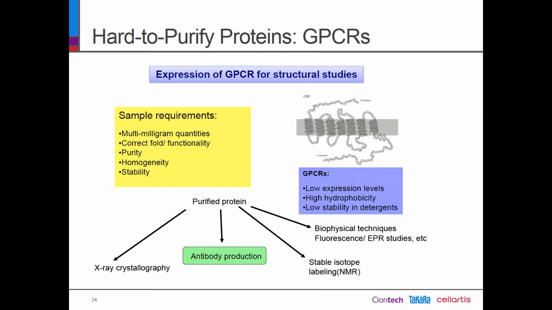The problem with GPCRs is that they generally have quite a low expression level. They are very hydrophobic because they are membrane proteins, so they are difficult to solubilize. And they also have quite a low stability in detergents, which is a problem because you need detergents to overcome the hydrophobicity. So this is why GPCRs have traditionally been very, very difficult to purify. There have been whole books written on the subject of how to purify GPCRs.